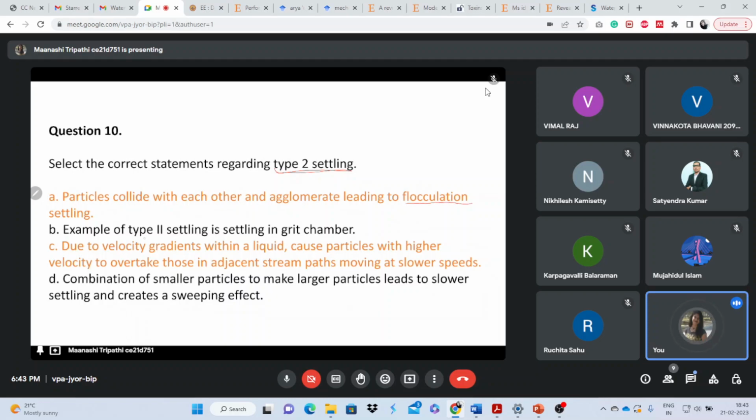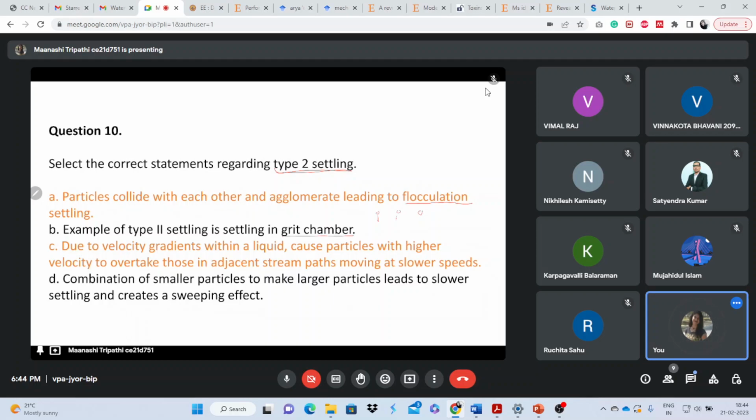Option B is: an example of type 2 settling is in a grit chamber. No, in a grit chamber, what do we try to settle? Inorganic particles, and inorganic particles are discrete. Ideally, they do not interact. In grit chambers we want only inorganic particles to settle, not organic. An example of type 2 settling is the secondary sedimentation tank, which we use after biological treatment, the secondary treatment.